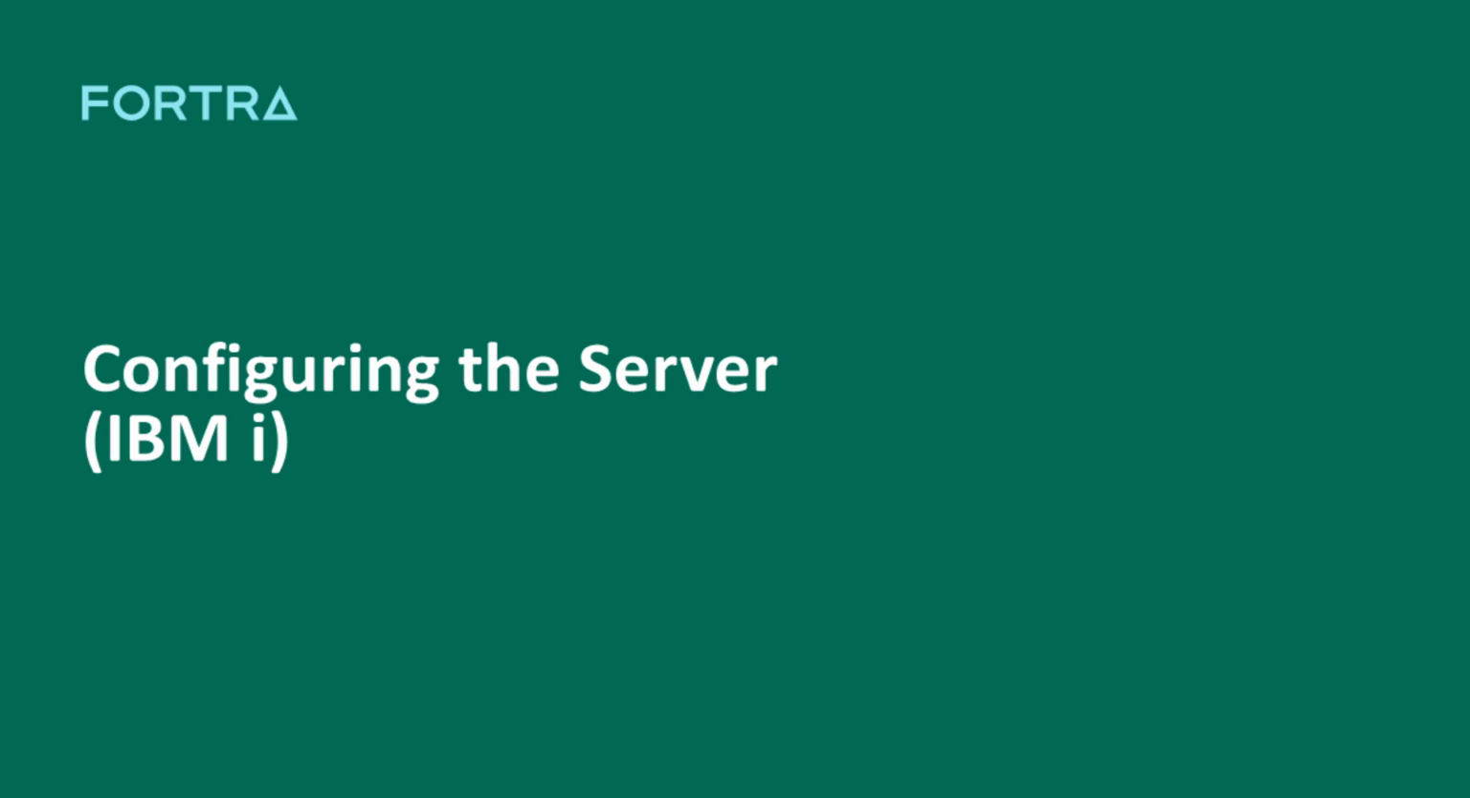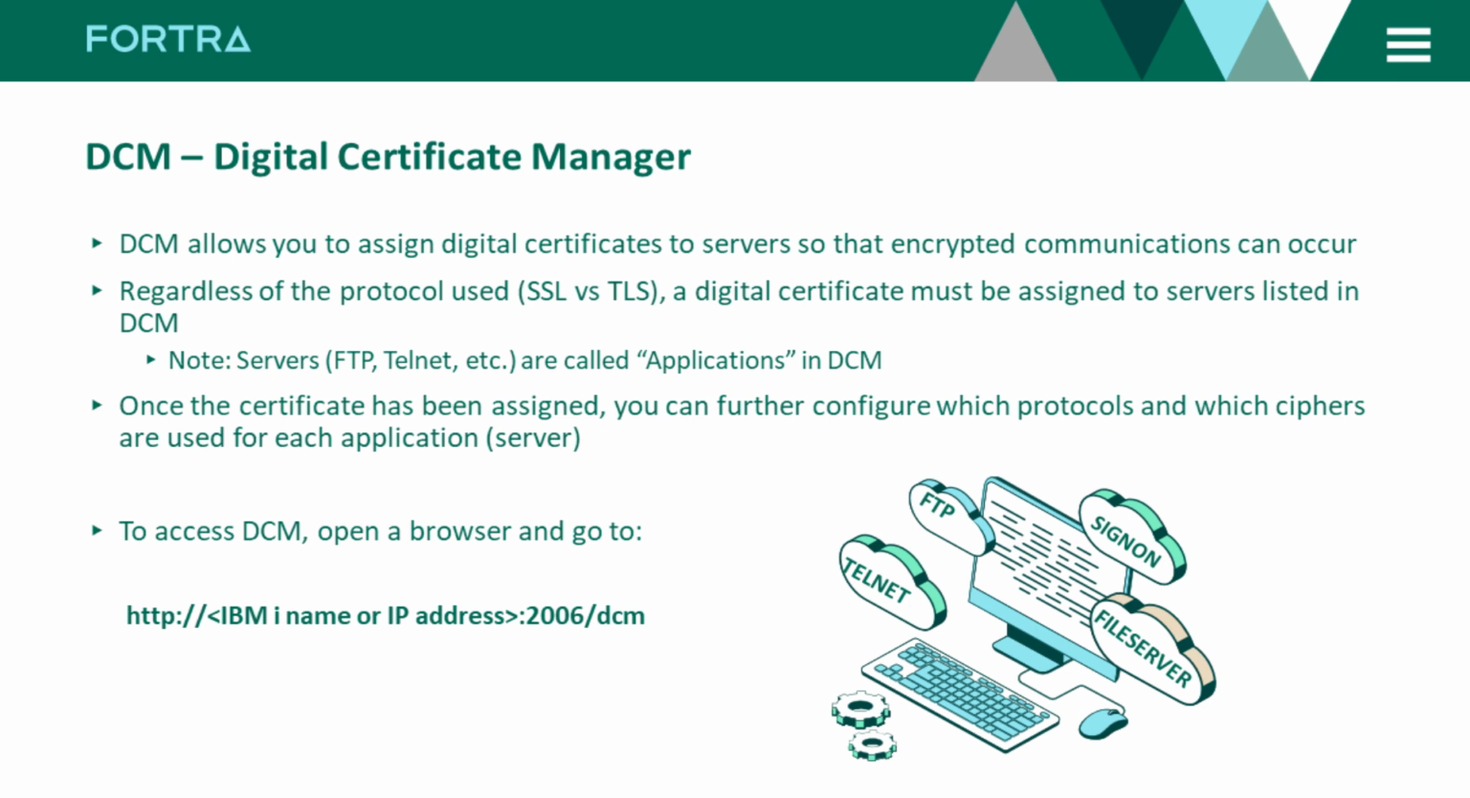So when we get into configuring the server, right? So now we know that we need to do it. We know that there's stronger ciphers we need to use. Let's actually get our server configured. So DCM comes with the IBM i. It's not something you have to install. It's not something extra. It's built into the system.